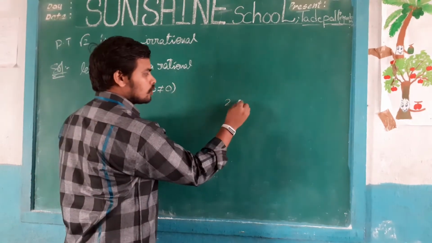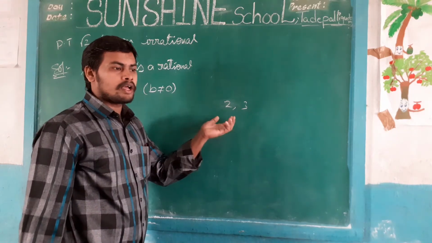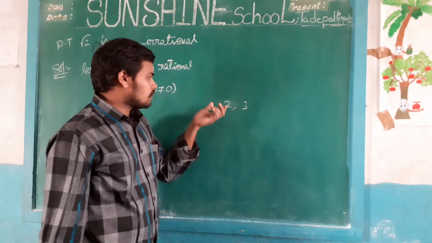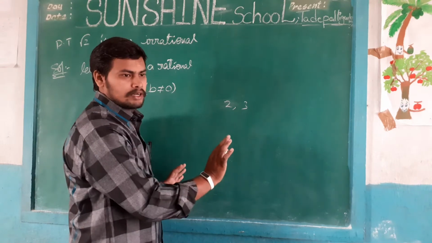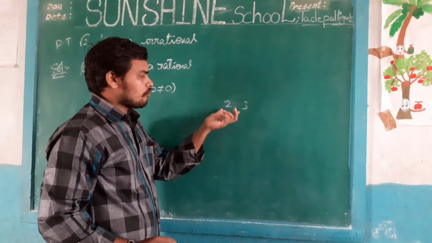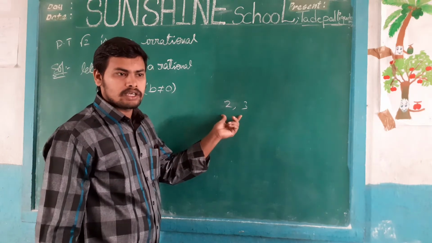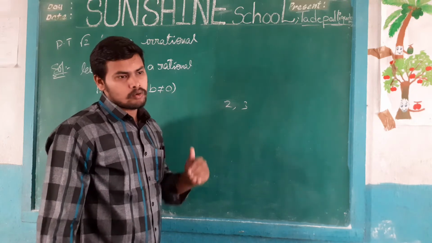Suppose 2, 3 are co-primes. How can you say that 2, 3 are co-primes? Here 2 can be written as simply 2 and 3 can be written as simply 3. So what is the HCF of 2 and 3? 1 is the HCF of 2 and 3. So here 2 and 3 are co-primes.